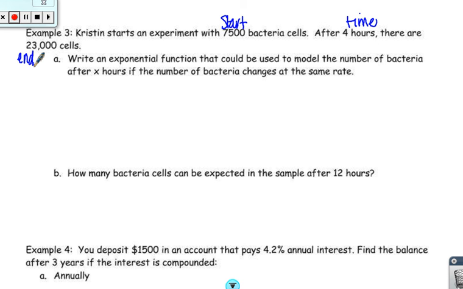In this problem, did it tell you what the rate was? Nope. So, if I know an exponential function is a times b to the x, I know I'm ending with 23,000. I started with 7,500. I don't know what the rate is, but I know after 4 hours, I had the 23,000. I know my time. We have to find what the base is. What would be the rate? To do this, we would first have to divide everything by 7,500.